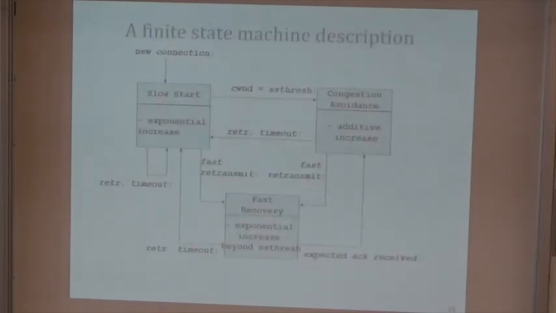So this is how we can view the congestion status of a TCP Reno connection. In addition to all the bells and whistles of TCP, it does this thing. It is in one of those 3 phases, and in addition to being in one of these phases, it needs to keep values of slow start threshold and the congestion window.